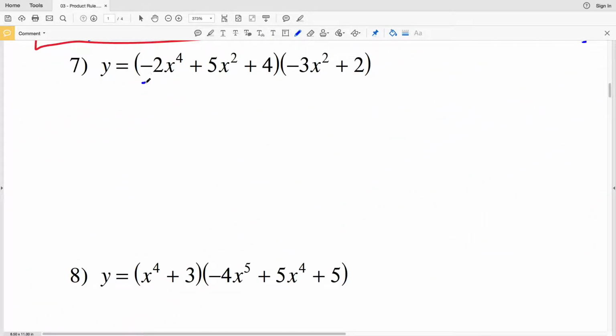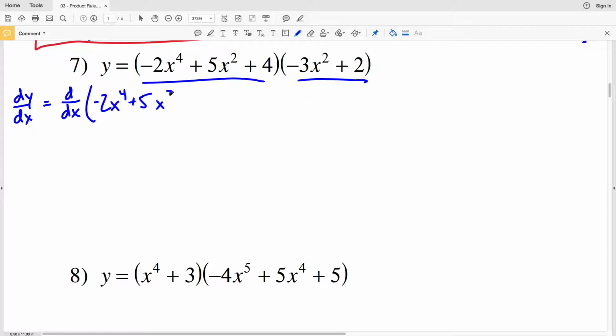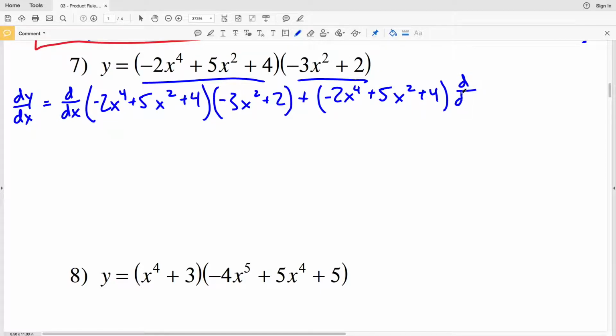In number 7, I have a polynomial times a binomial. So my derivative of y with respect to x equals the derivative of my polynomial, negative 2x to the fourth plus 5x squared plus 4, times my second function, negative 3x squared plus 2, and then I'm adding that to my first function, negative 2x to the fourth plus 5x squared plus 4, times the derivative of my second function, negative 3x squared plus 2.